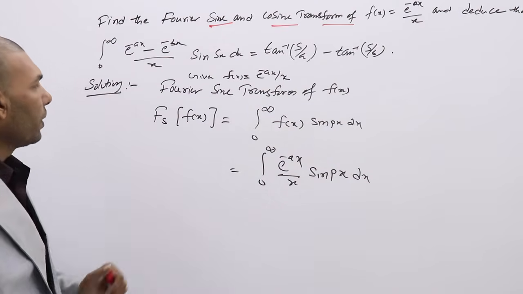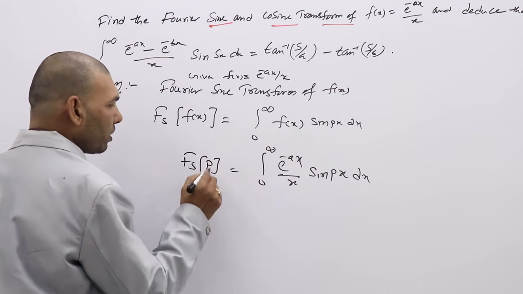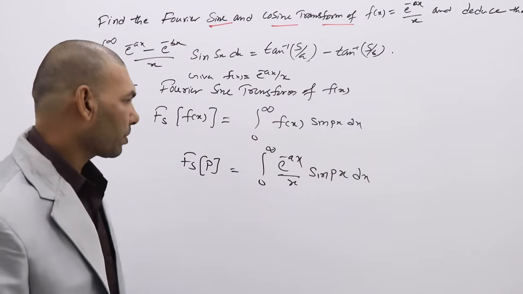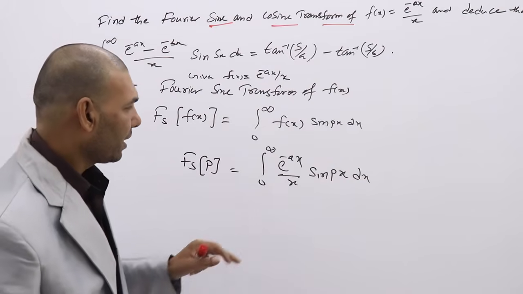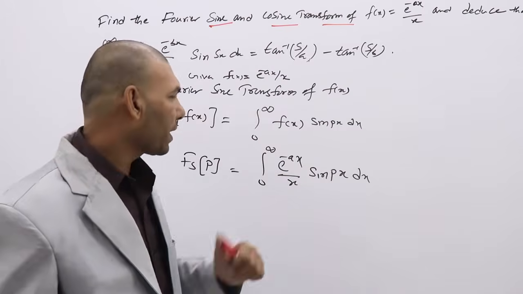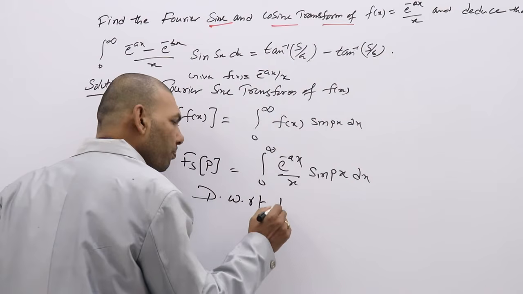So now we need to integrate this one. We can write this one as fs of p also. We need to integrate, but it is not possible to integrate because we have x in the denominator. So to integrate easily, we need to cancel this x. We need to eliminate that x. How can we eliminate it? By differentiating with respect to p.